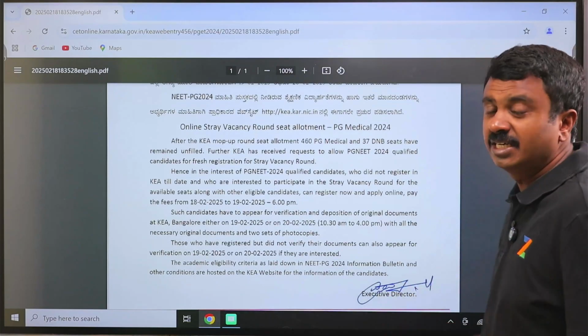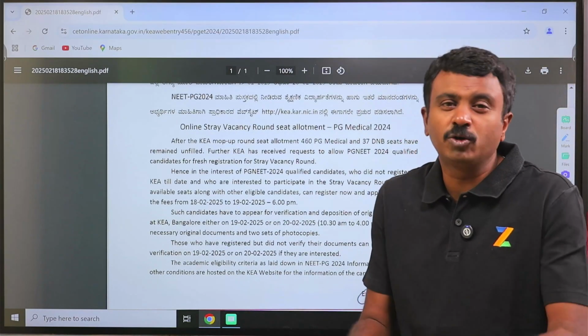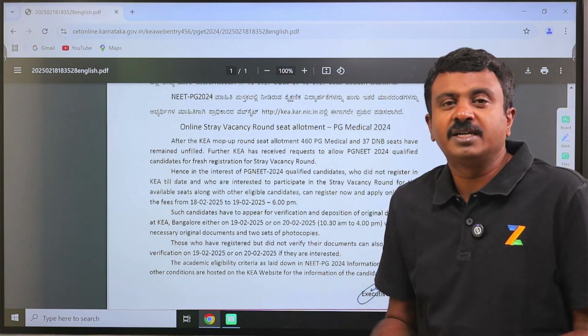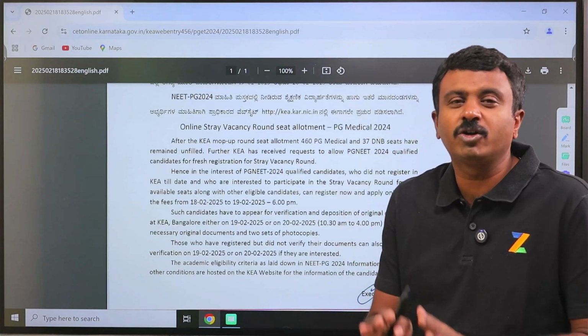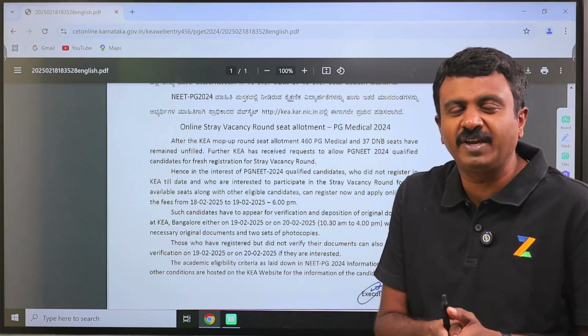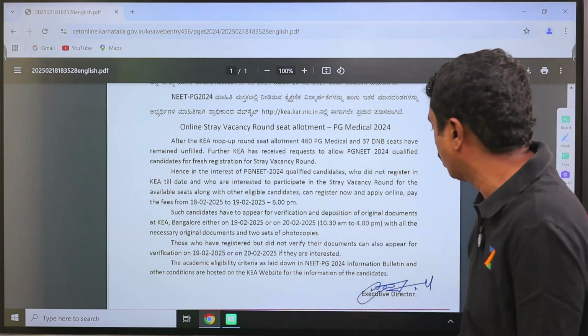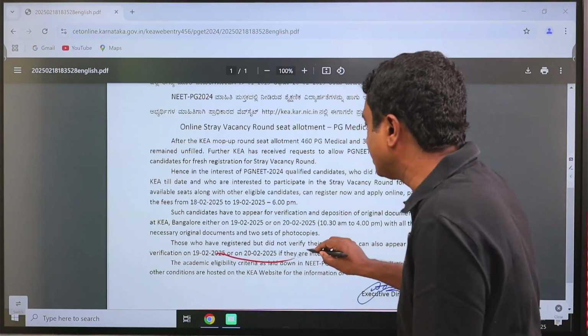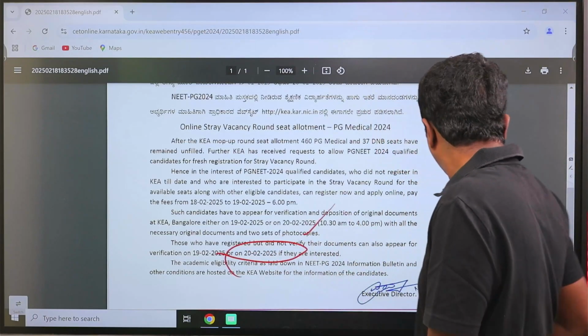Those who have registered already, but you took back your documents, or registered already, you are eligible, but your documents are not there. You got the verification slip, second round you did not go, third round you did not go. You can still go ahead and submit your documents by 20th till 4:30 PM.